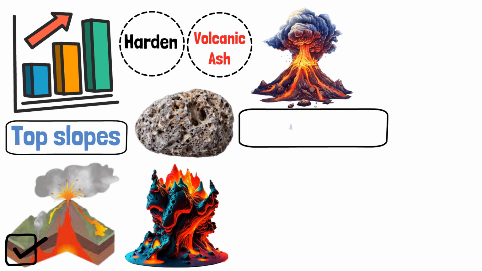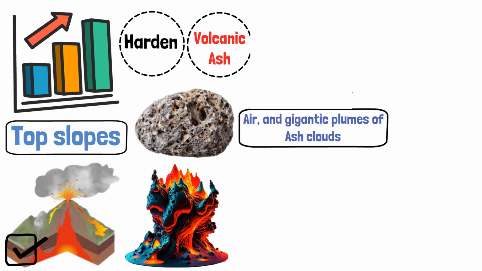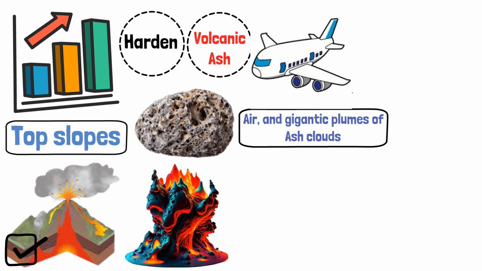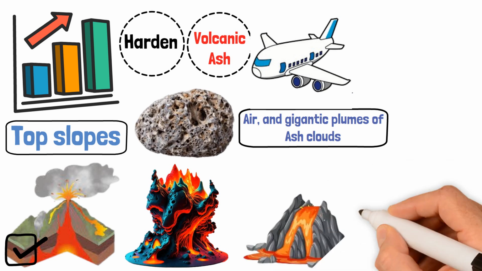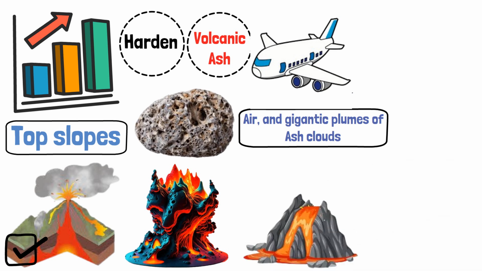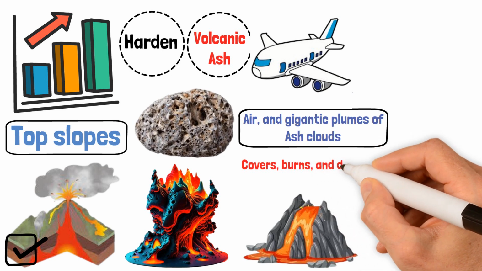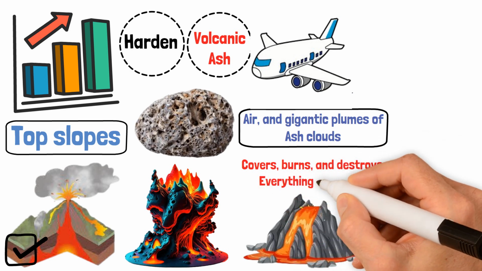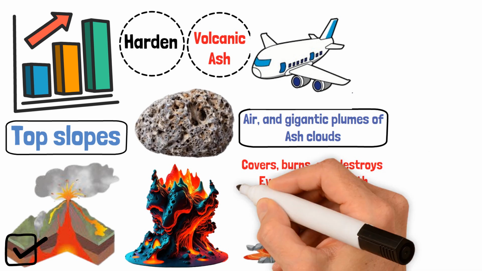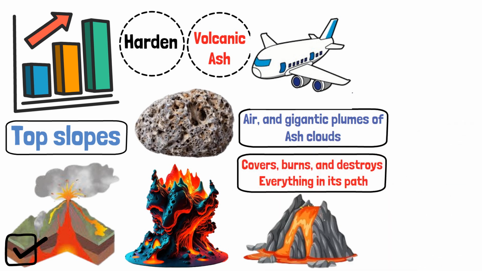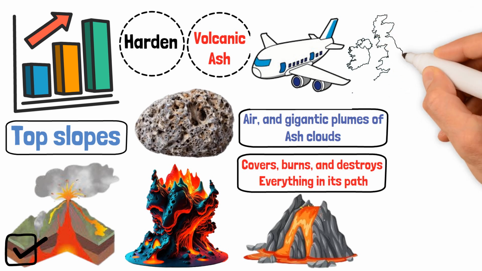Toxic fumes fill the air, and gigantic plumes of ash clouds carry such a large distance that they make it hard for aircraft to travel. Lava from these volcanoes flows slowly, yet it covers, burns, and destroys everything in its path. These volcanoes are among the most destructive and lethal in the world.